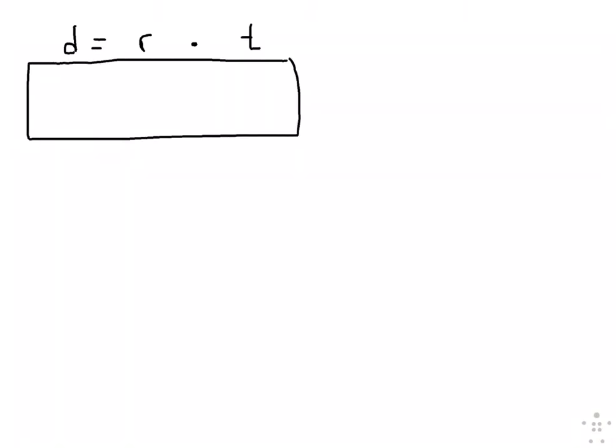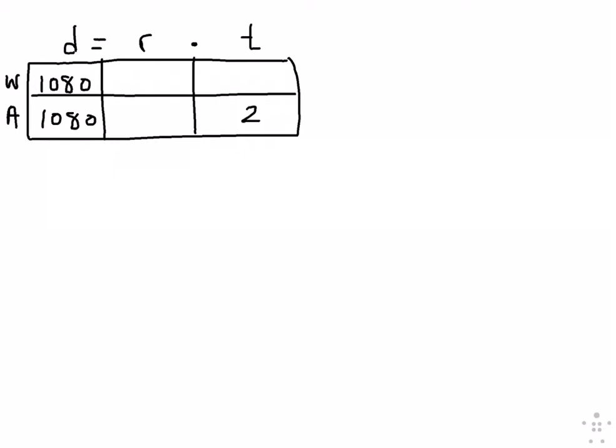So we have D equals R times T. We're going with the wind and against the wind. So now we fill in the information. So it's 1,080 is the distance. And once again, we assume that the distance is exactly the same both ways. So it takes 2 hours flying against the wind. So 2 hours against the wind, and 1.5 hours flying with the wind. 1.5 hours.